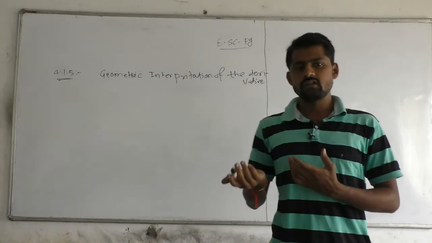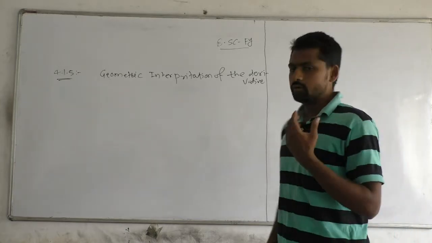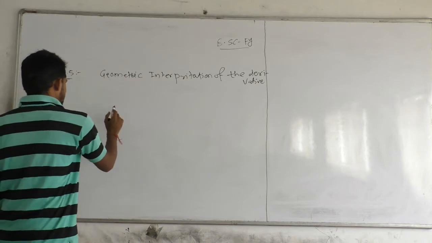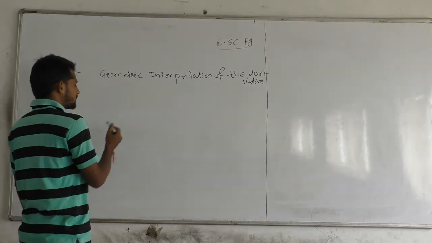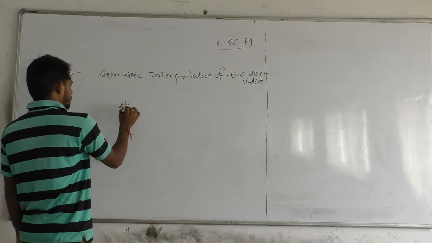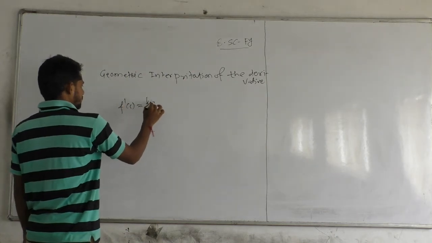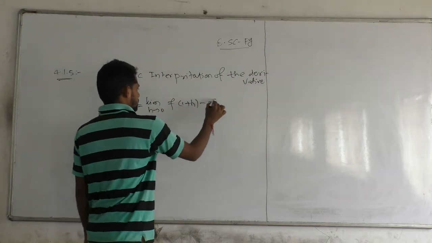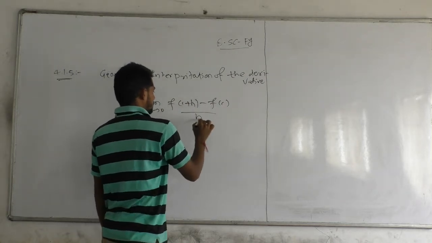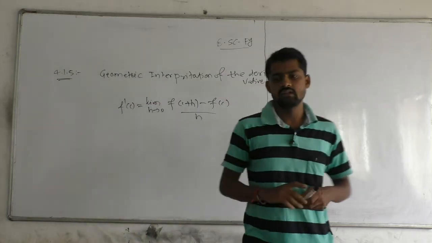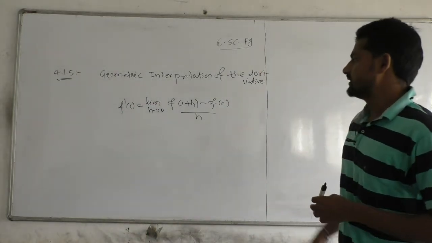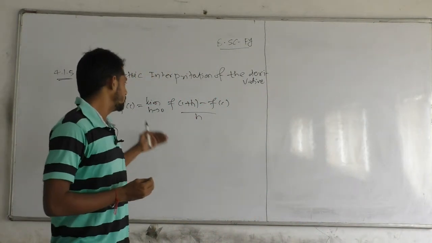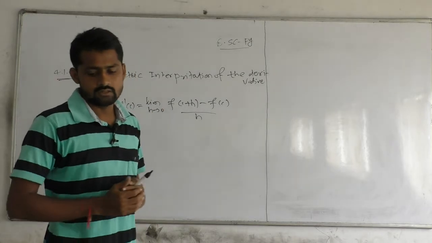We discussed the definition of the derivative of a function at point c. So what was the definition? The derivative of a function at point c is denoted as f dash at c, is equal to limit h tending to 0 of f of c plus h minus f of c, divided by h. If this limit exists, then we say that the function is differentiable at point c, and the value of the limit is called the value of the derivative of the function at point c.